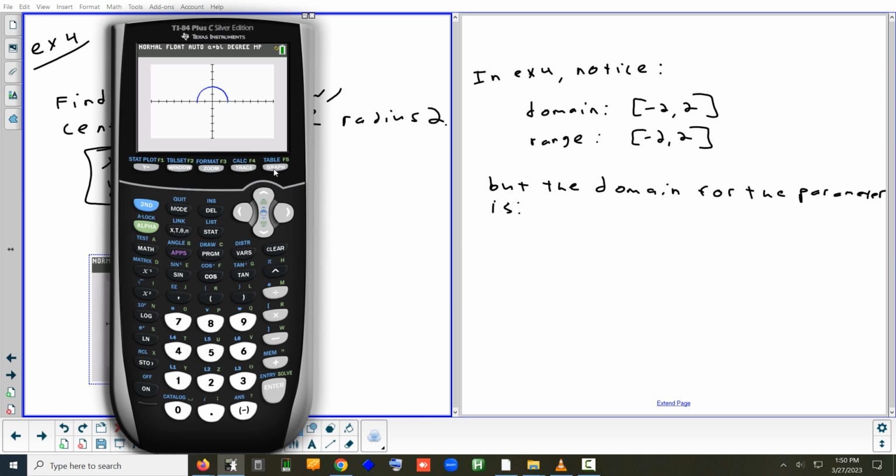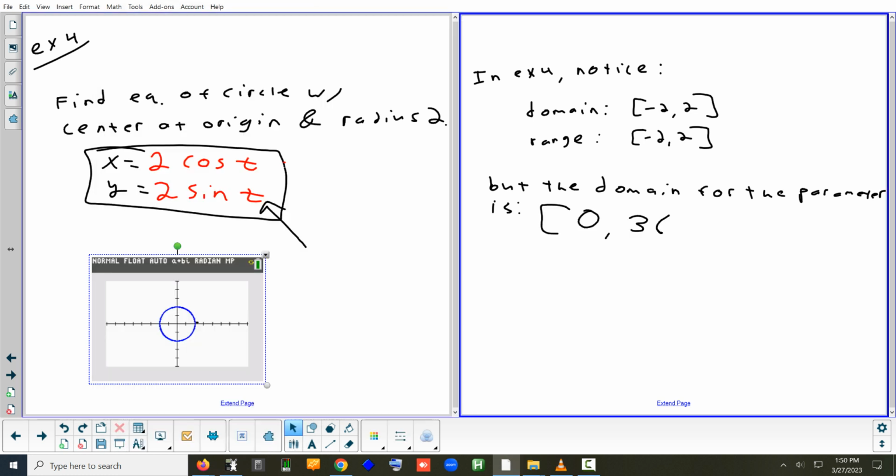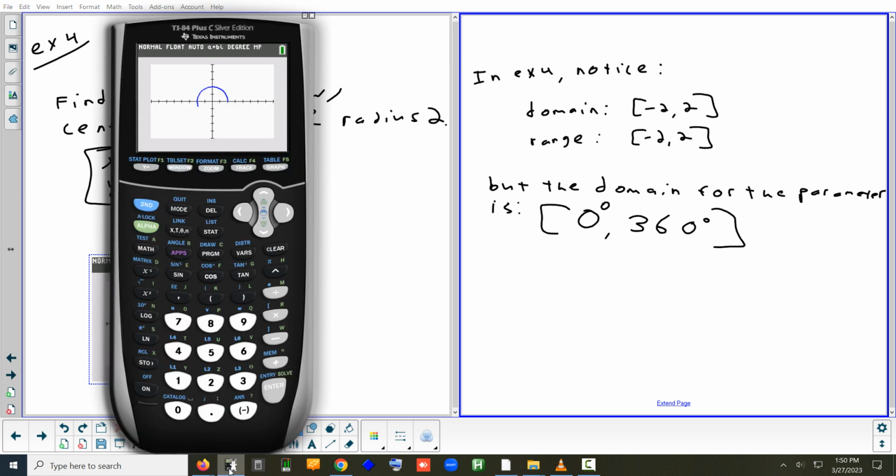So if I stop at 200, well, it doesn't finish the circle because I didn't go through all the values. So you have to go from 0 to 360. Now, if you go 0 to 720, I don't know if you're going to be able to tell, but it will trace over itself.